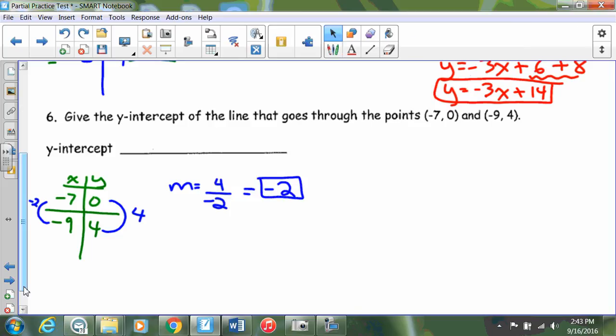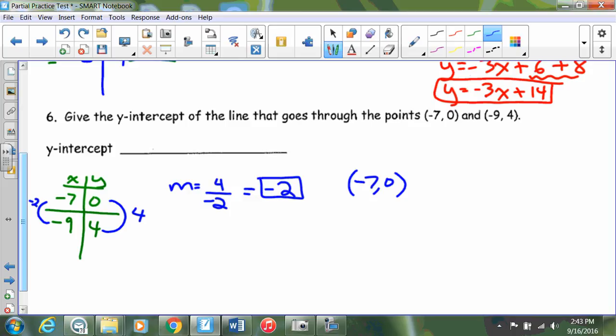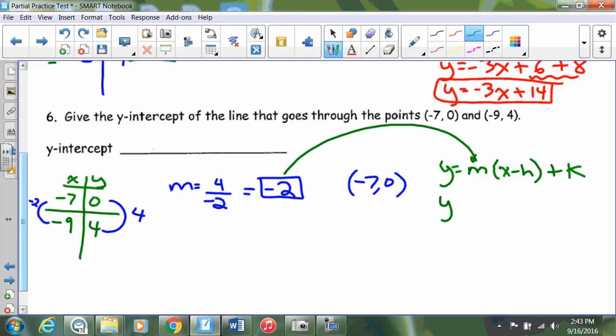Then we pick a point. I'm going to pick the -7, 0 because it is nice to pick a point that has a 0 in it. And once again, since we know our slope and our point, we're going to use the long formula, which involves the slope and the point. And here we go again, doing what we do best. So we've got y equals, our slope is -2. We see the x minus, and then we know that our h is also a minus. So that's what's really important.